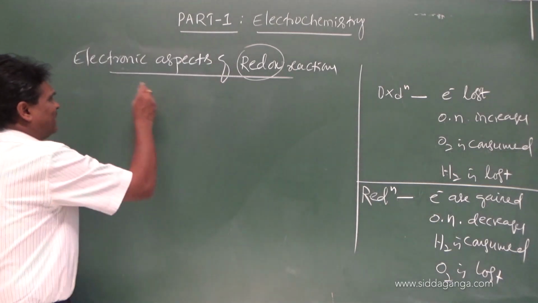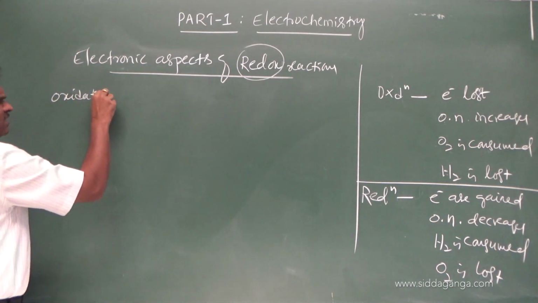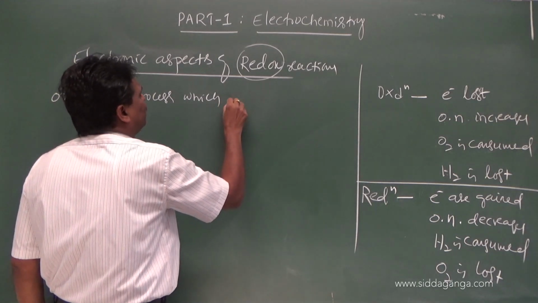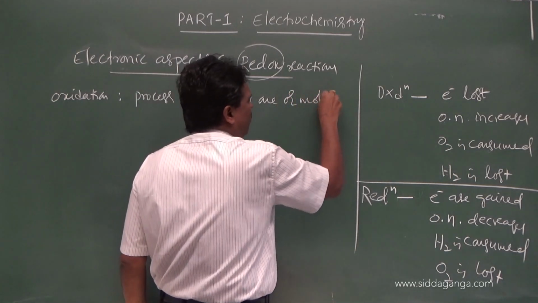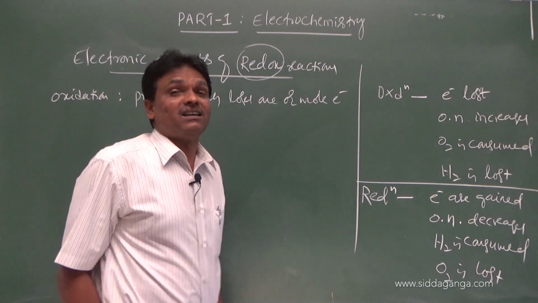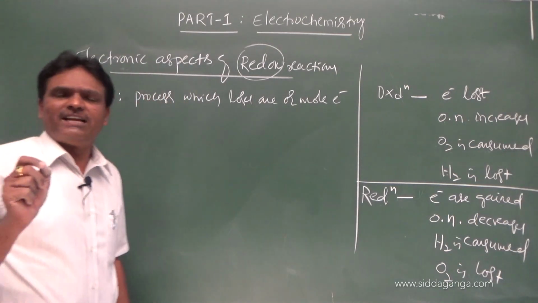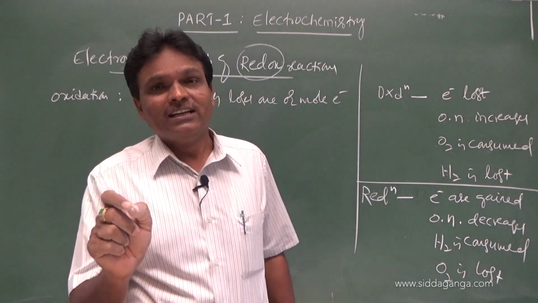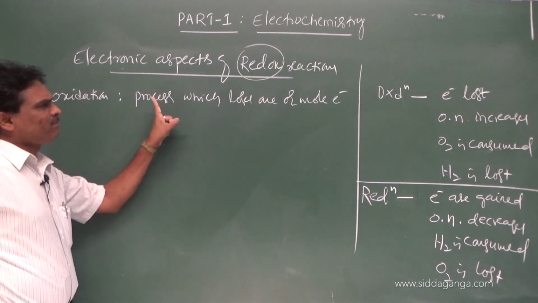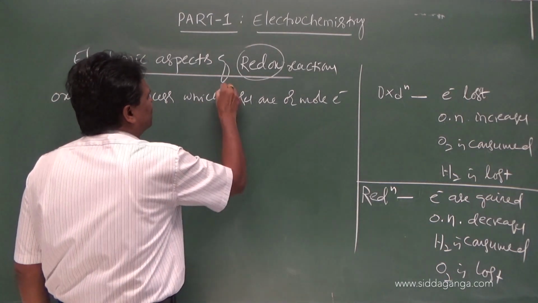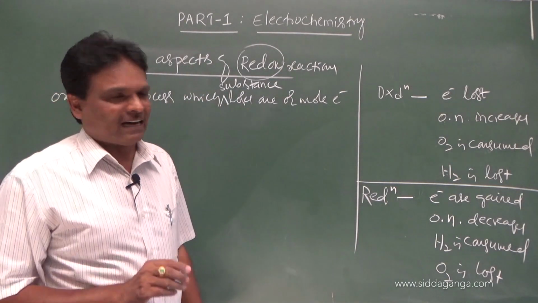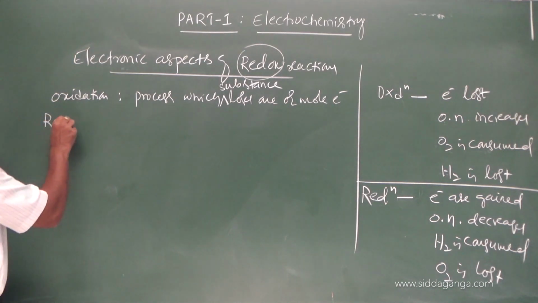So what is meant by oxidation? Oxidation is a process in which the substance loses one or more electrons. That is called oxidation. Oxidation is loss of electrons. Similarly, reduction.